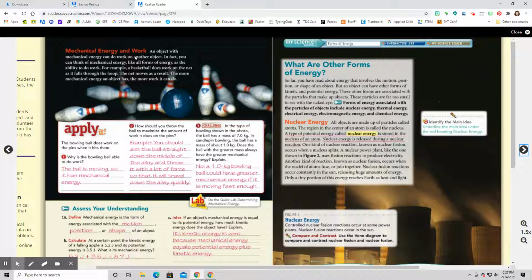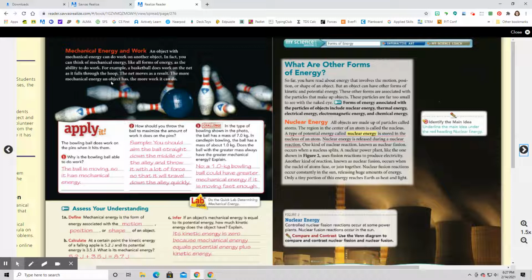So it explains mechanical energy and work. An object with mechanical energy can do work on another object. If you think of mechanical energy, like all forms of energy, as the ability to do work, like the ball falling through the hoop and hitting the net. The net moves as a result. So the ball touching the net as it falls through is considered mechanical energy. And then it turns it into kinetic, right? Because it makes the net move.